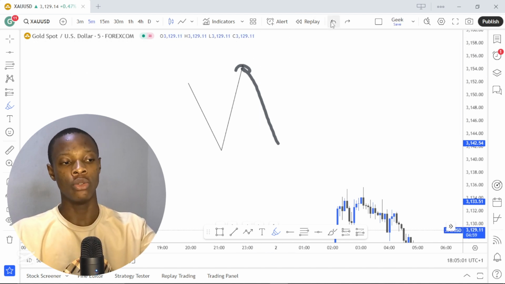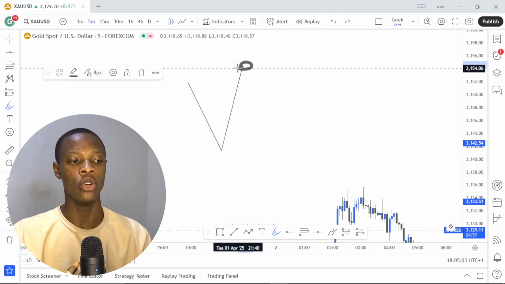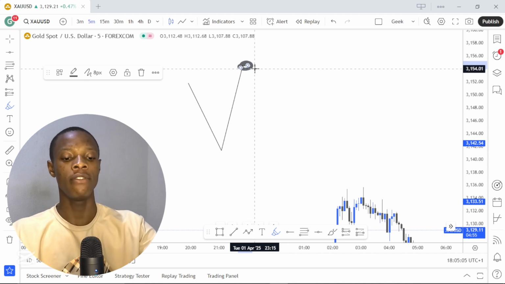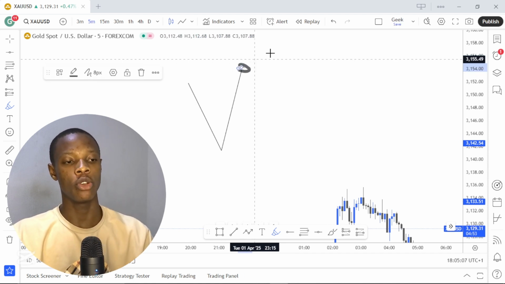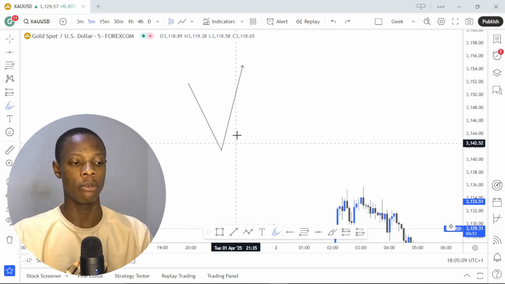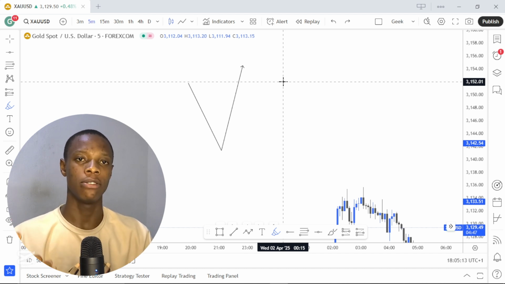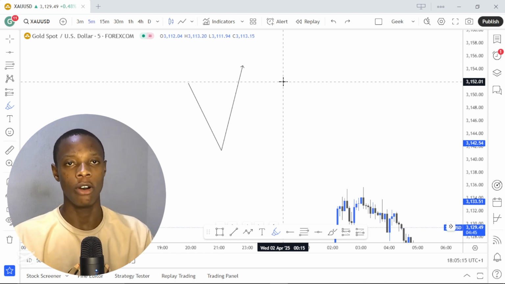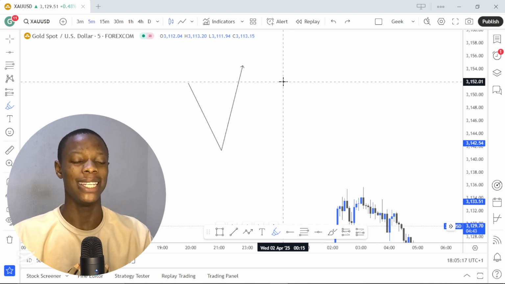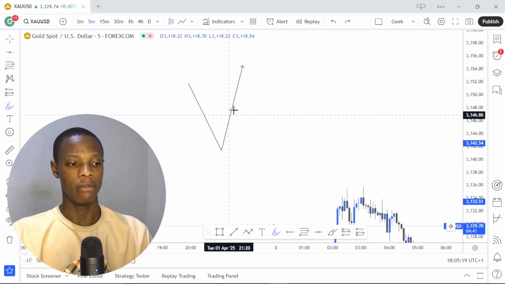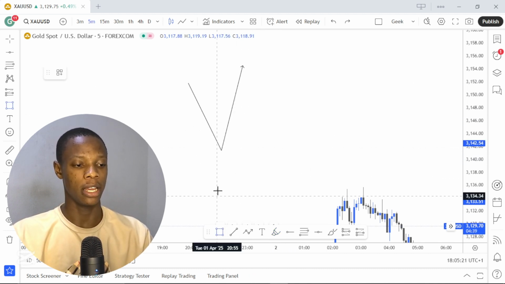Now, what do you want to do? You want to make sure you are trading along with those institutional traders. If they want to buy from this region, you want to make sure you are buying as well. If they want to sell from this region, you want to make sure you are selling as well. For them to enter their trade, for them to get their order filled, they need liquidity in the market.